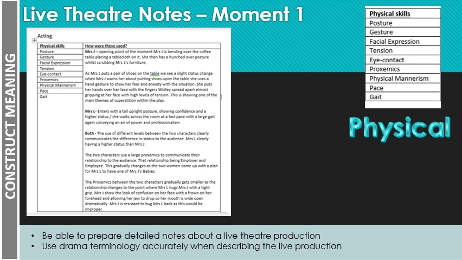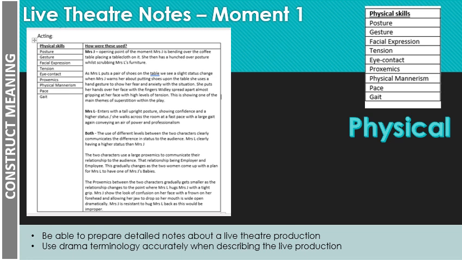Mrs. Loynes enters with a tall, upright posture, showing confidence and a higher status. She walks across the room at a fast pace with a large gait, again conveying an air of power and professionalism. So in this part, we see this very, very clear contrast between Mrs. Loynes and Mrs. Johnson within their acting skills, within that literally 10-second part.